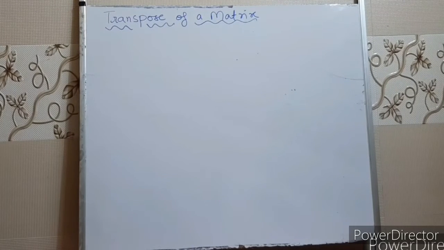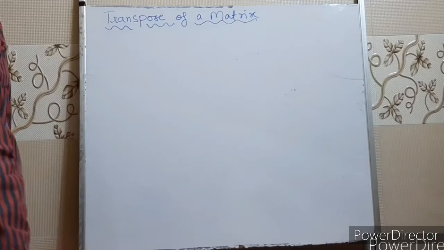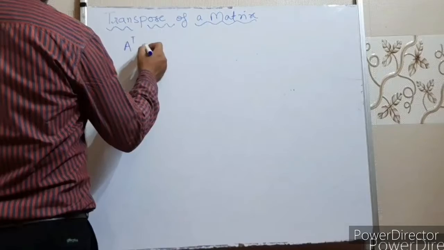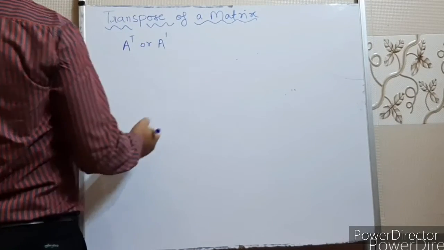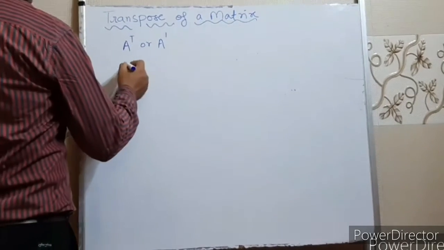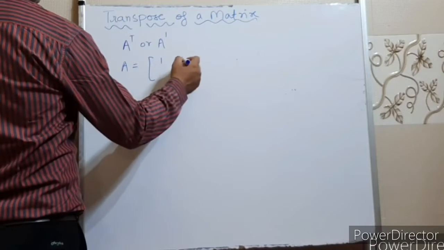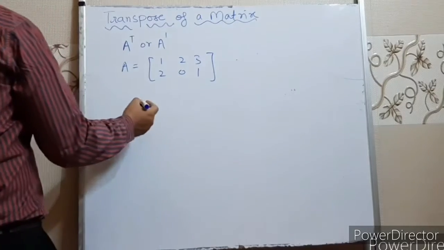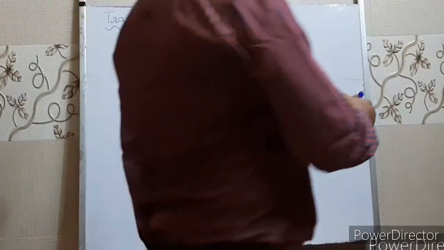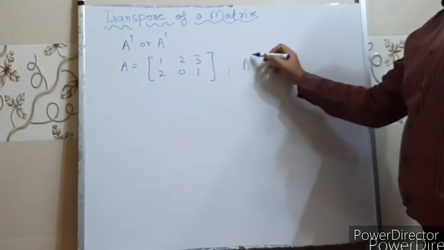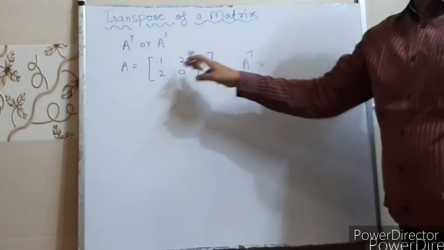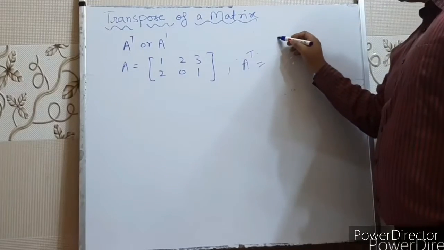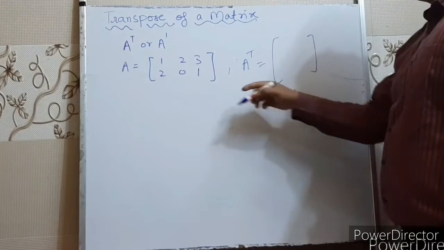Children, now we study the transpose of the matrix, or the complement of the matrix. The transpose of a matrix is represented by A to the power T or A dash. If a matrix is given, say A equals 1, 2, 3, 2, 0, 1, and you need to calculate its transpose, then the rows will be converted into columns and the columns will be interchanged with rows. So there is an interchange of rows and columns.